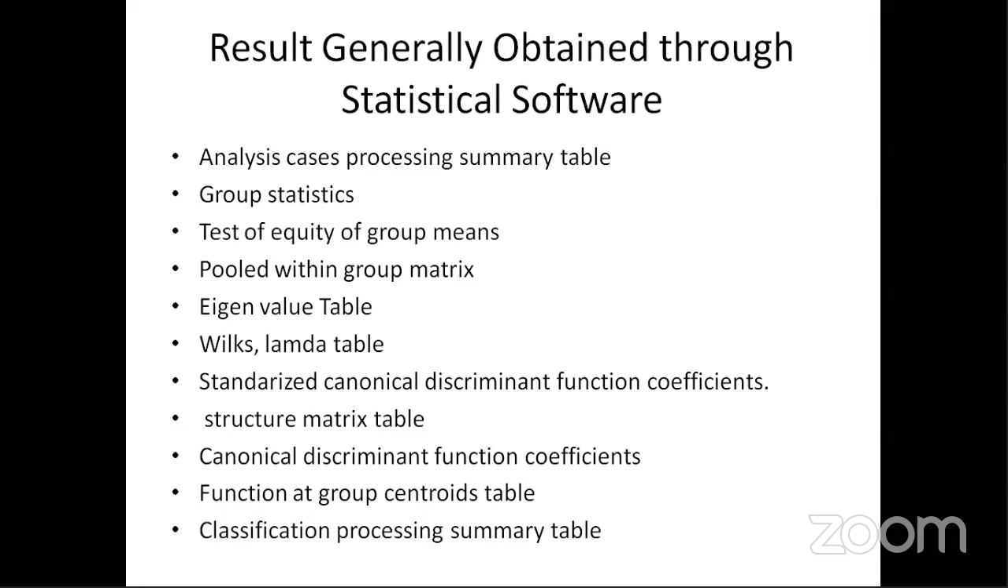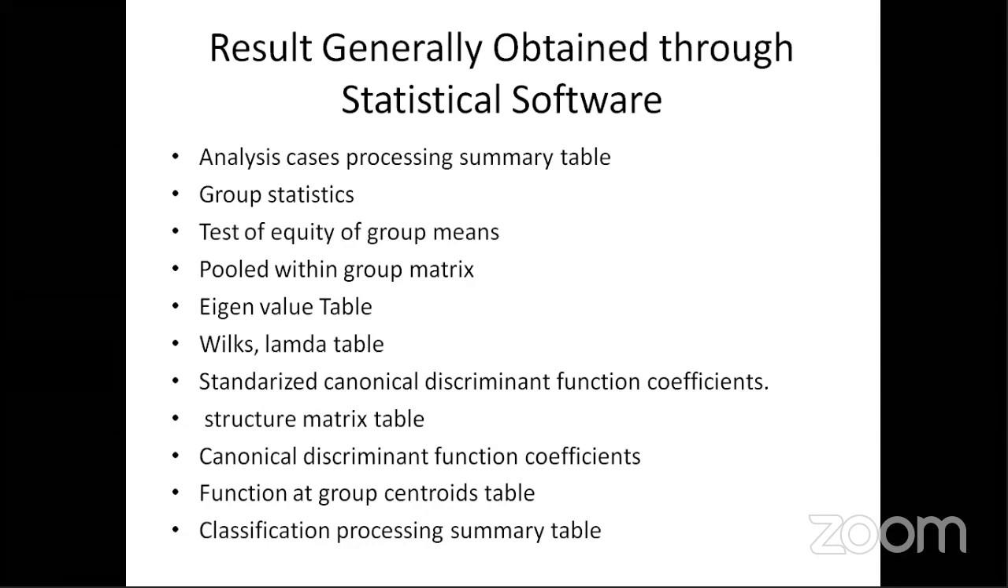First table will be the summary table. In the summary table, we will get the number of cases, how many cases you have taken. The second table would be the group statistics. I have estimated all these tables and I will discuss them, but before that, I would like to explain the meaning of these three tables.